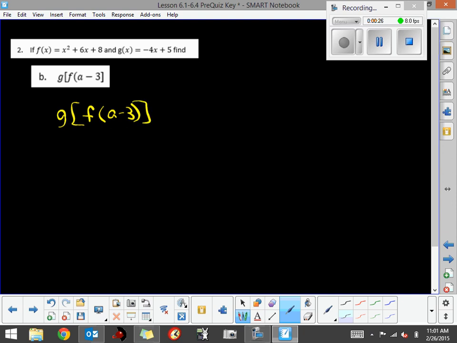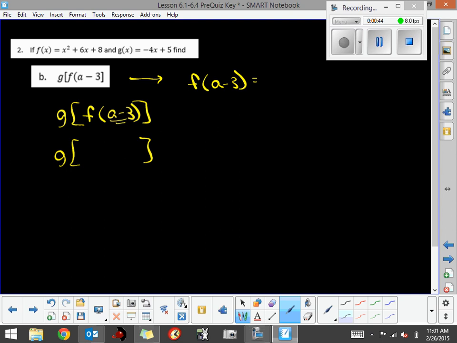So we want to put into function f the value of a minus 3. We want to take that output and put it as an input into function g. So I need to put something into g. That something I'm going to put into g is what f at a minus 3 is. So first thing I'm going to do is calculate f at a minus 3.